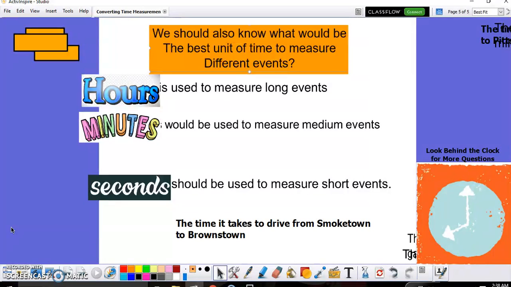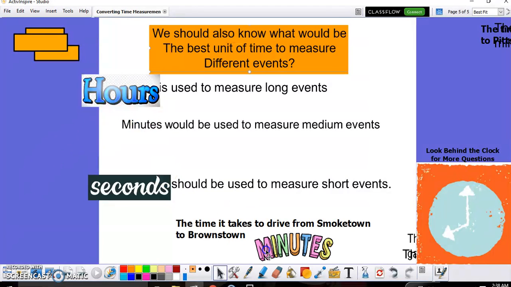Get in the car again, and this time drive from Smoketown to Brownstown. Would that take hours, minutes, or seconds? And which is the best estimate? In this case, it would have to be minutes. To drive from Smoketown to Brownstown, it's going to take about 15 minutes in a car. Let's move on to our second to last question.